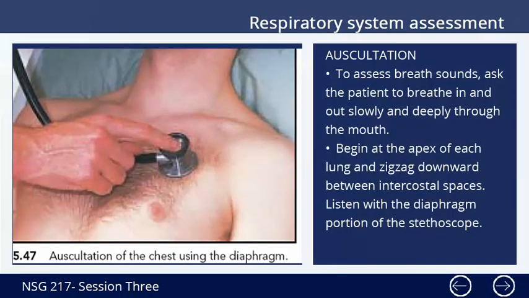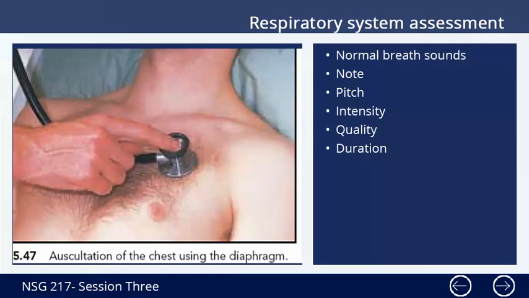Auscultation is used to assess breath sounds. Ask the patient to breathe in and out slowly and deeply through the mouth. Begin at the apex of each lung and zigzag downward between intercostal spaces. Listen with the diaphragm portion of the stethoscope. We auscultate for normal breath sounds, noting pitch, intensity, quality, and duration.